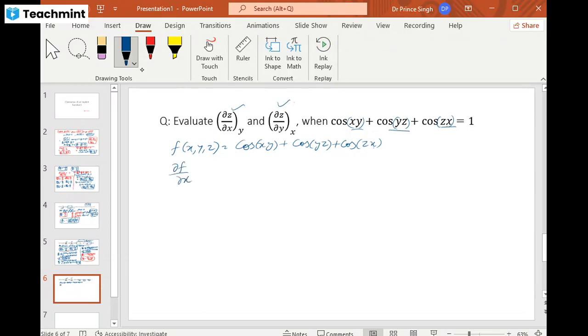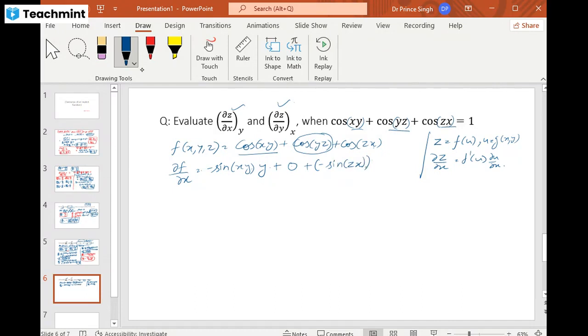So ∂f/∂x. When we are differentiating with respect to x, we are treating y and z as constant. So here we are going to use the first chain rule. What is the first chain rule? If z is a function of u and u is a function of x and y, then the derivative of z with respect to x is f'(u) ∂u/∂x. The derivative of cos is minus sine, and the derivative of xy with respect to x is y. Now cos yz depends upon y and z only, so its derivative is 0. The derivative of cos zx is minus sine zx times the derivative of zx with respect to x, which is z. So this is minus y sin(xy) plus z sin(zx). Right? So this is fx.